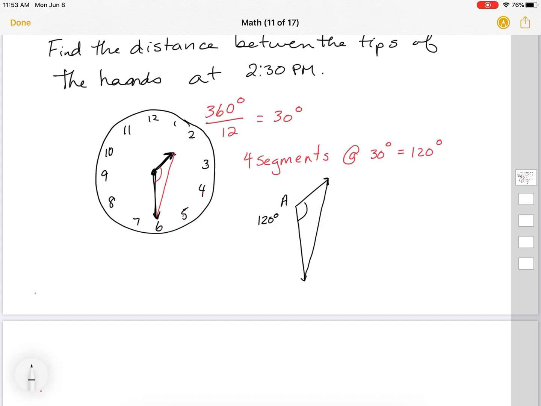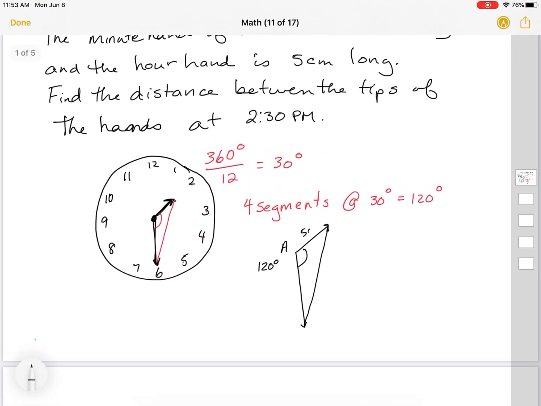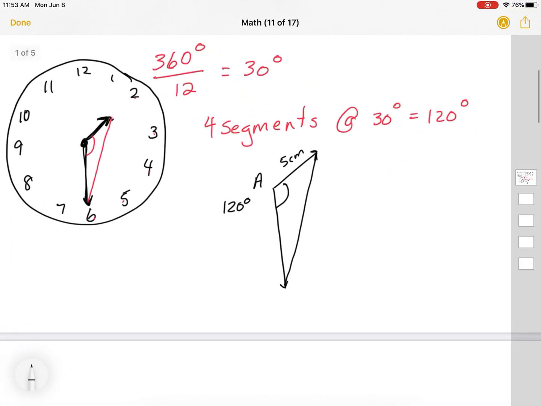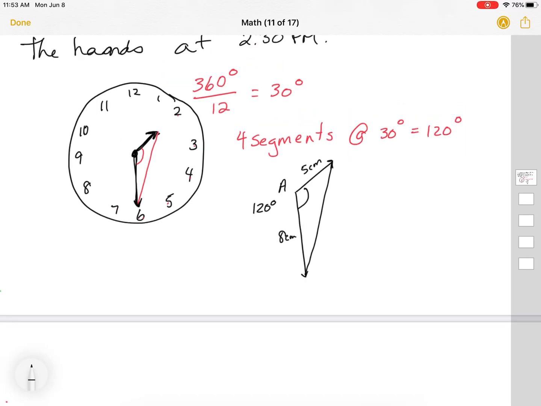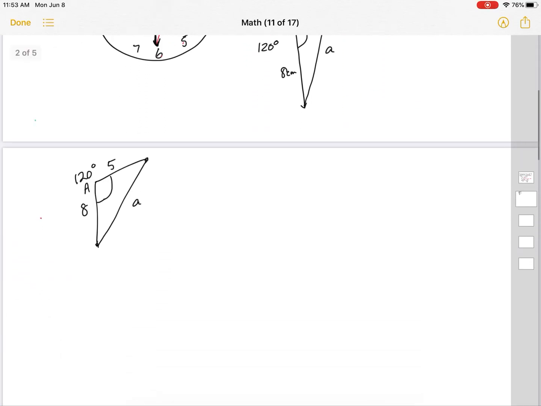Right here, this side is the shorter hand, so that's 5 centimeters. And the longer hand is 8 centimeters. And what it wants to know is this length here. So, sketching this out, I'm writing it out again because I'm going to move to the next page. 5, 8. I know they're centimeters. So let's move to the next page and let's do this work now.